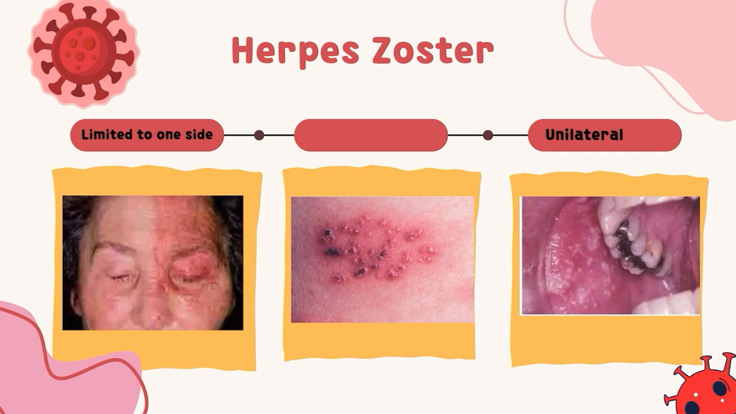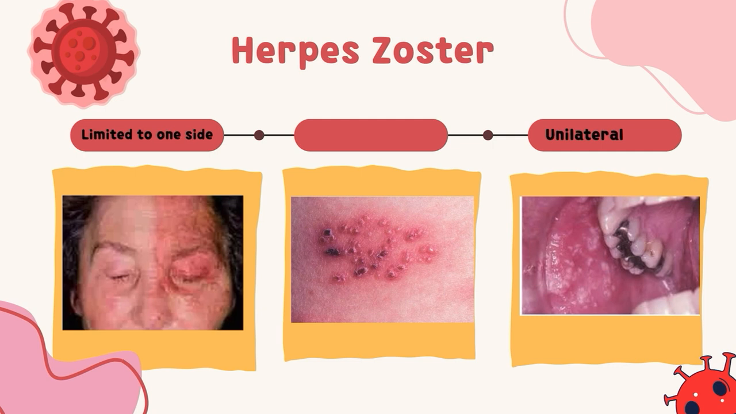Clinical features. It starts with prodromal symptoms: headache, myalgia, fever, which are often followed by rash, itching, burning and tingling sensation, usually limited to one side, along the course of the affected nerve. Unilateral vesicles on an erythematous base then appear in clusters, chiefly along the course of the nerve. Nerves most commonly affected are the trigeminal nerve and its branches.